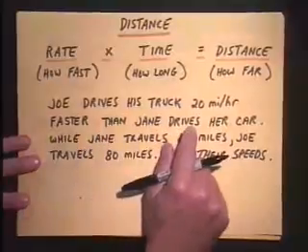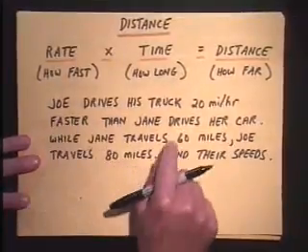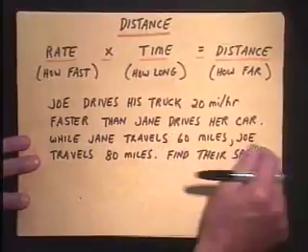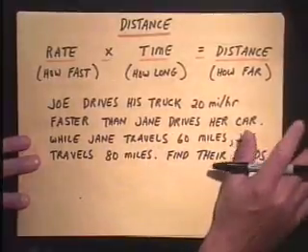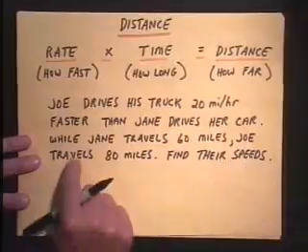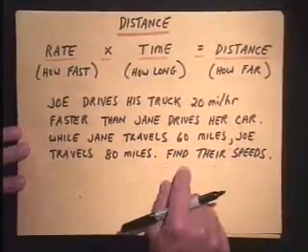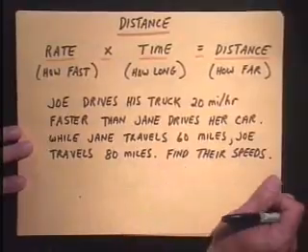Now let's look at this one. Joe drives his truck 20 miles an hour faster than Jane drives her car. All right, this is not meant to be sexist out there, fellas. While Jane travels 60 miles, Joe travels 80 miles. And we want to find their speeds.